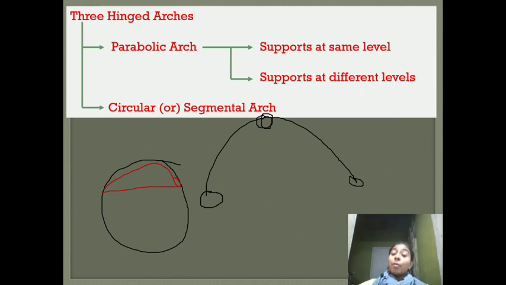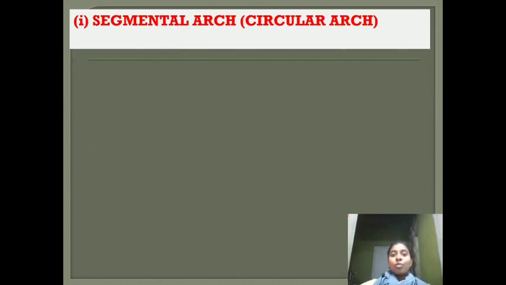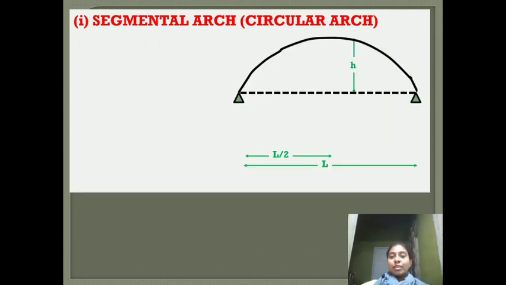Now, parabolic arches can be supported at the same level or at different levels. We are going to see such problems. In this class we will be seeing circular arches or segmental arches. Segmental arch, also known as circular arch. You can see this forms a segment. We have a segment of a circle, so we call this a segmental arch.